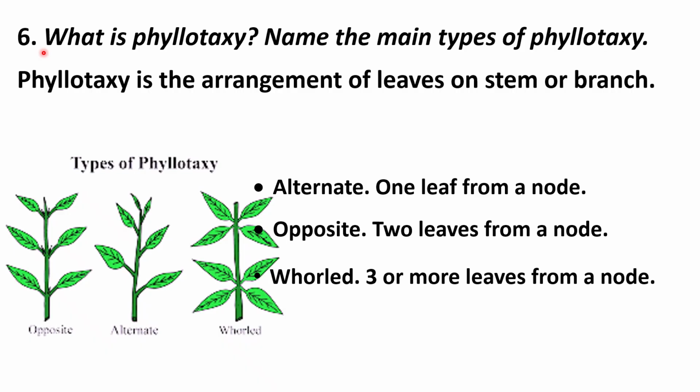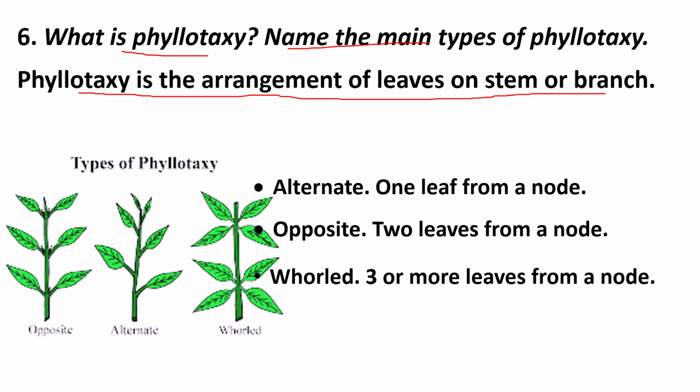Question number 6. What is phyllotaxy? Name the main types of phyllotaxy. Phyllotaxy is the arrangement of leaves on stem or branch.